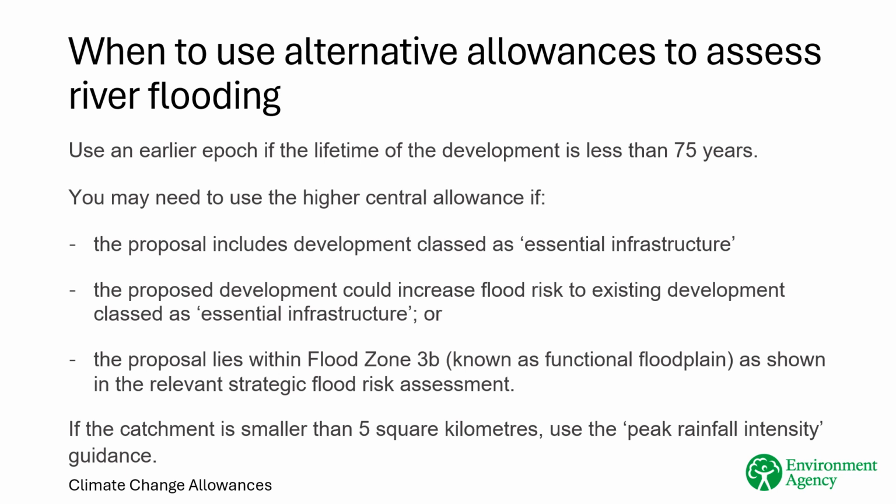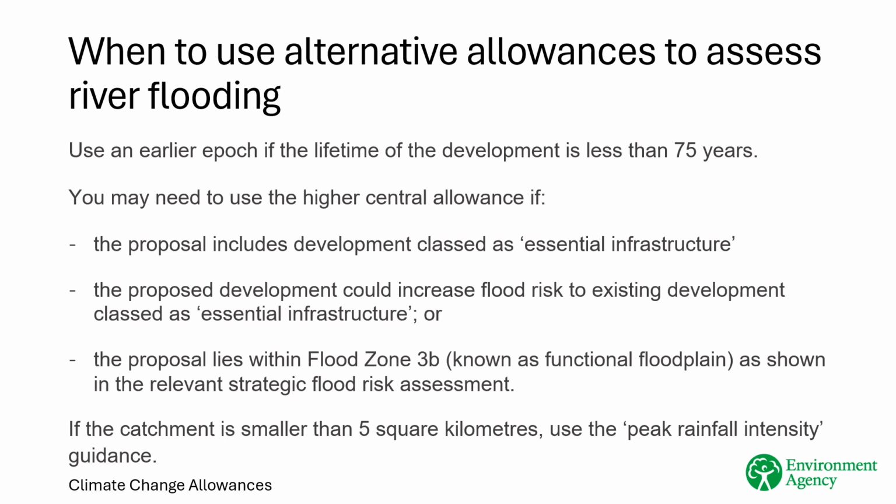You may need to use an earlier epoch if the expected lifetime of the development is much shorter than 75 years. You may need to use the higher central allowance if the proposal includes development classified as essential infrastructure, or if the proposed development could increase flood risk to existing development, also classified as essential infrastructure, or if the proposal lies within flood zone 3B, known as the functional floodplain, where this is shown in the relevant strategic flood risk assessment.